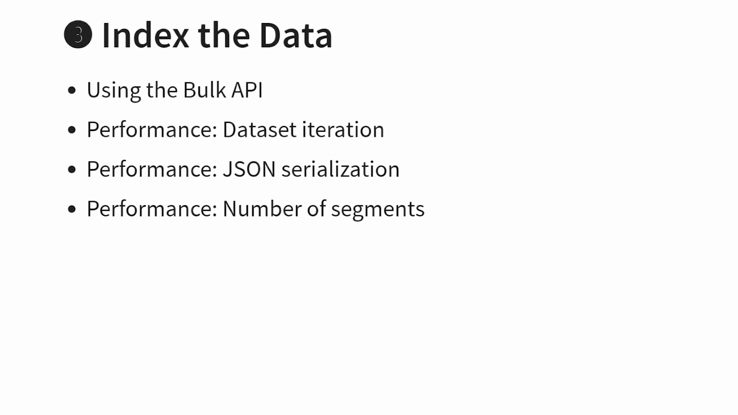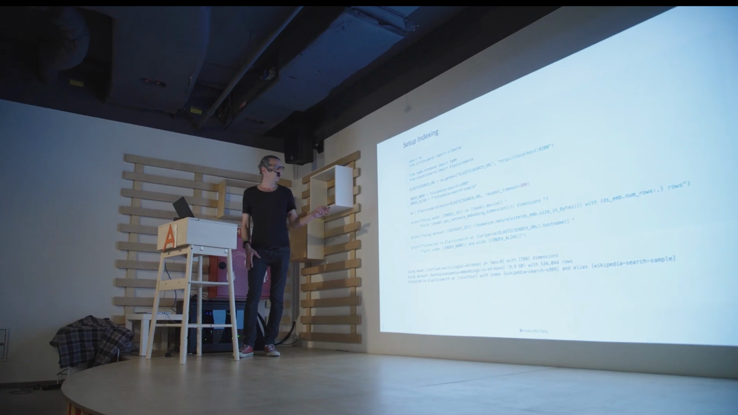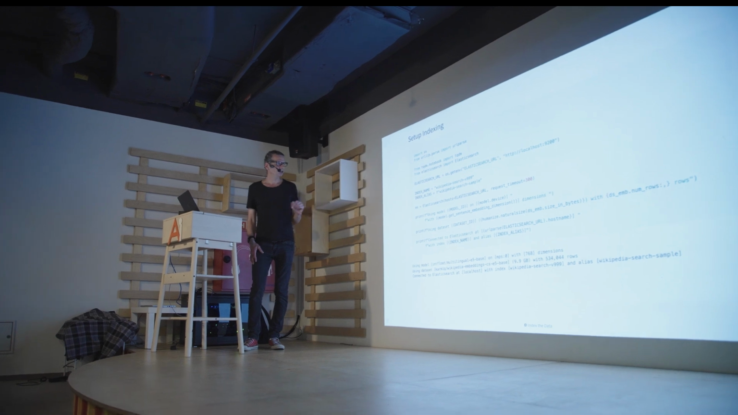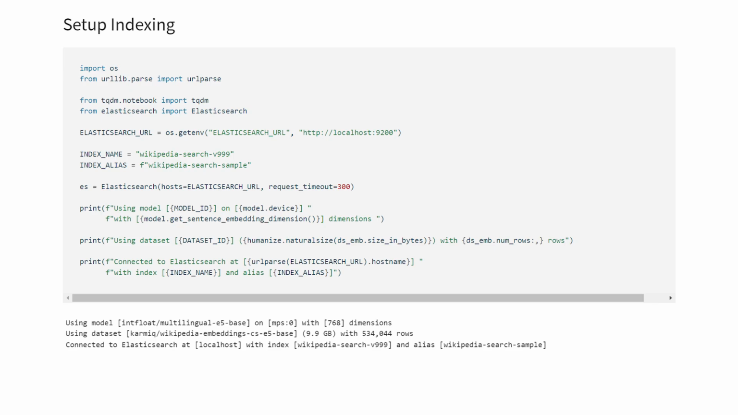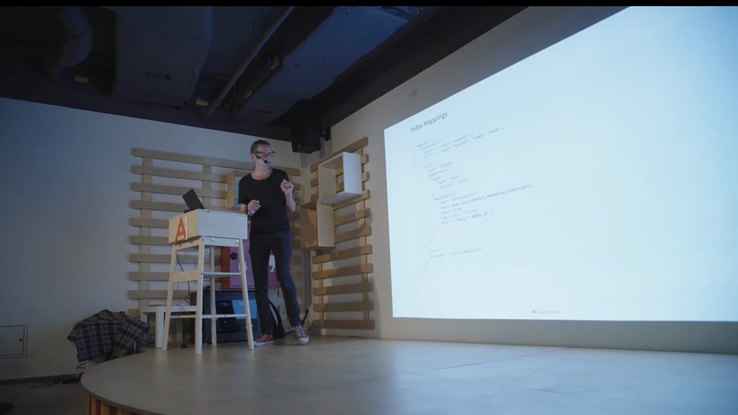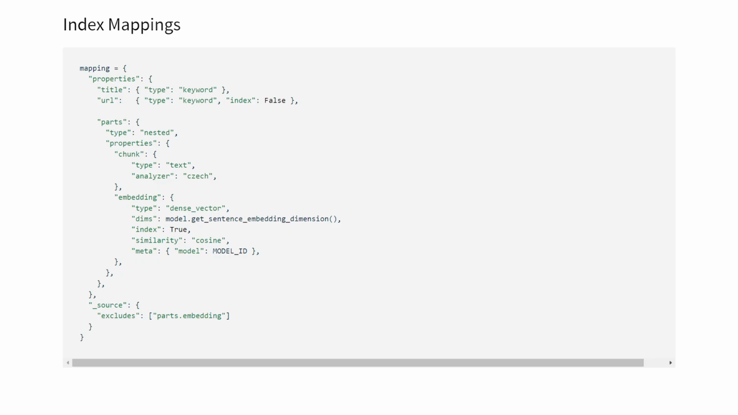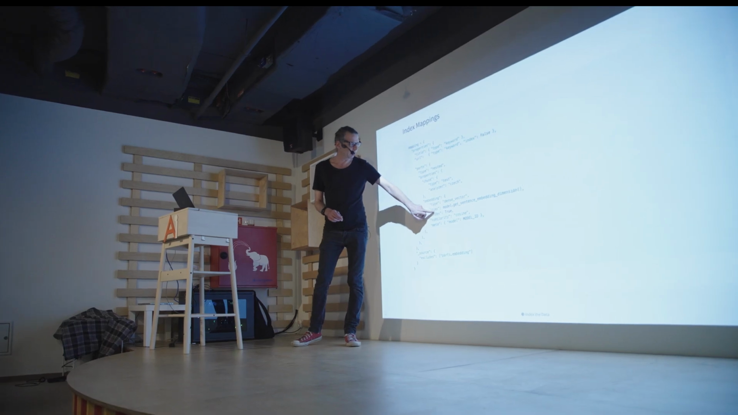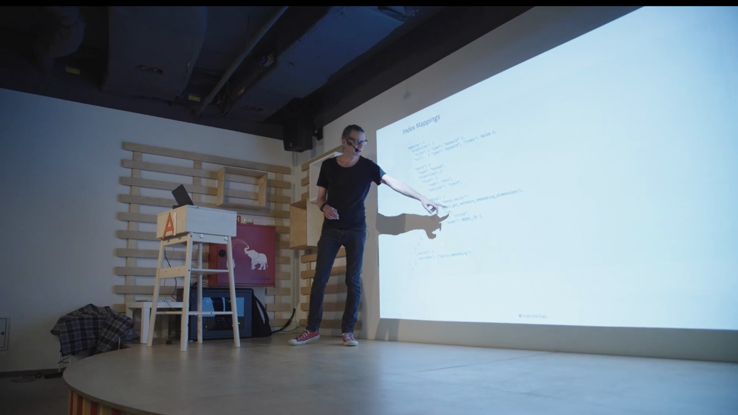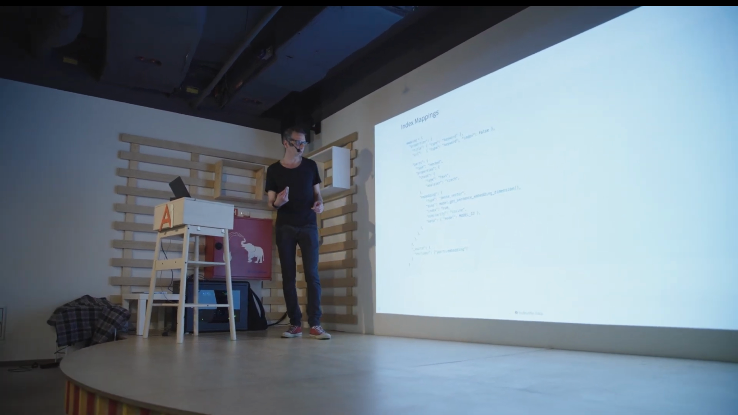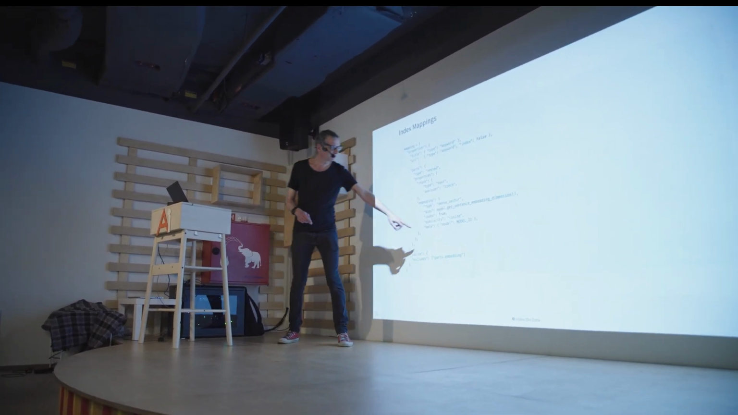So we have the data. We have to index the data. Performance windows number 1 and 2. We're going to set up indexing, and it's not really that important. What is important is index mappings, and I want to emphasize at least 2 things here. So we need to tell Elasticsearch how many dimensions, or dims, we are going to use. We can query that dynamically from the model. I encourage you to do this.